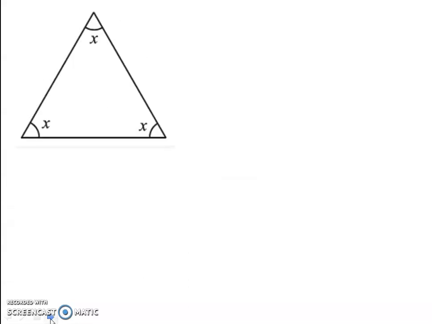Next question. What happened here? No measure is given to you. All the three angles are equal. What type of triangle is this? All the angles are equal. So it is an equilateral triangle.